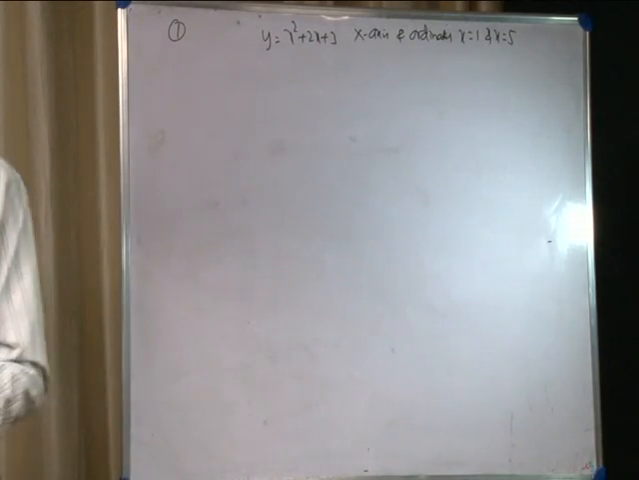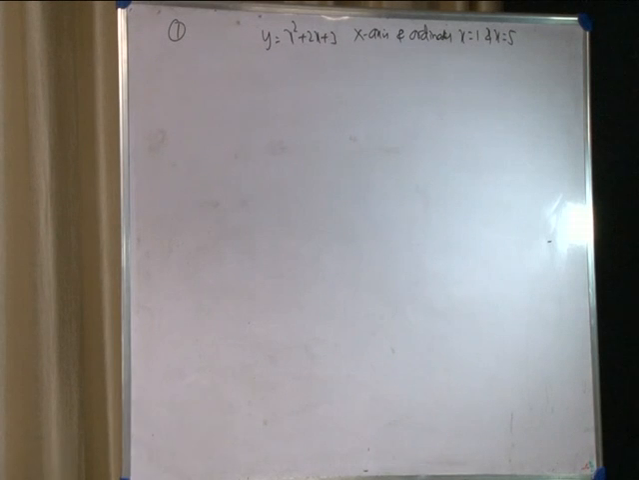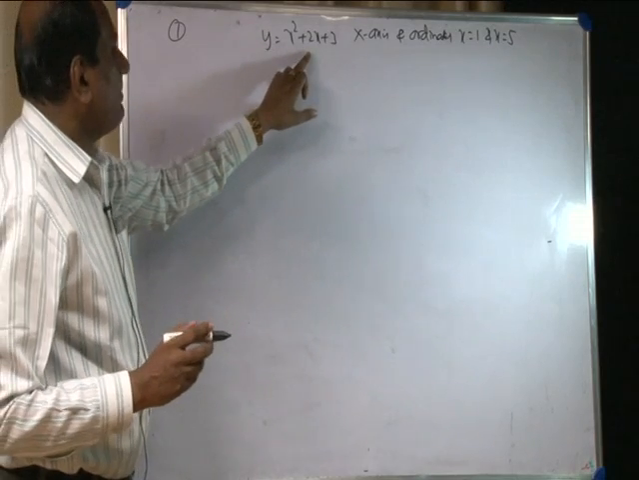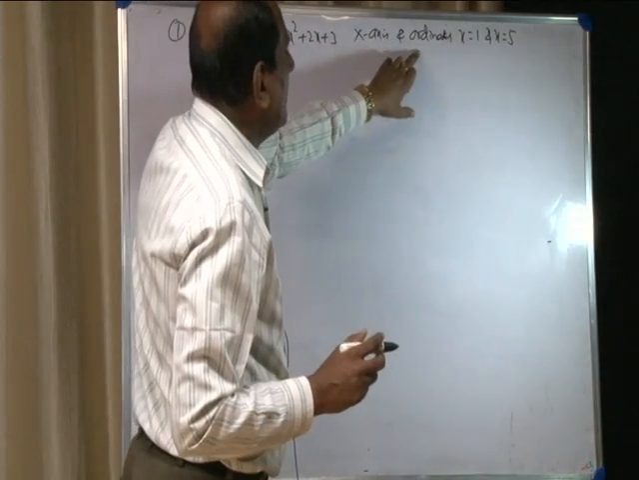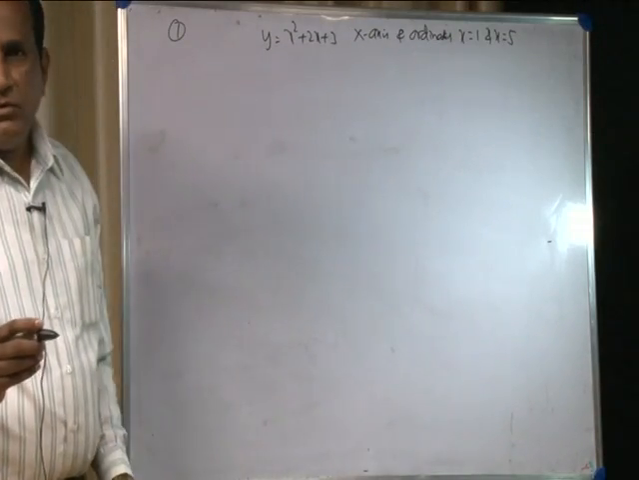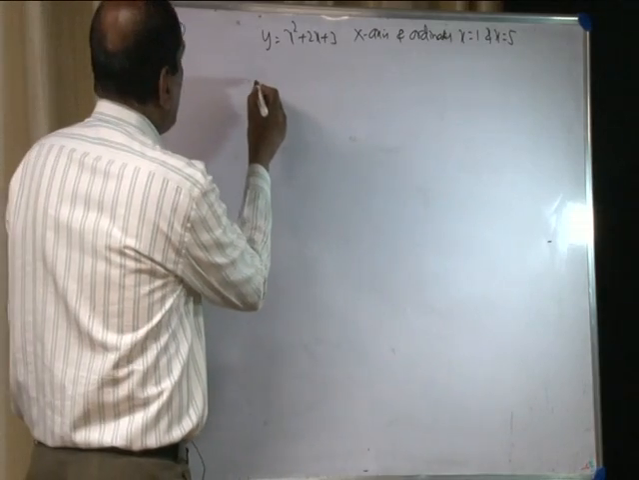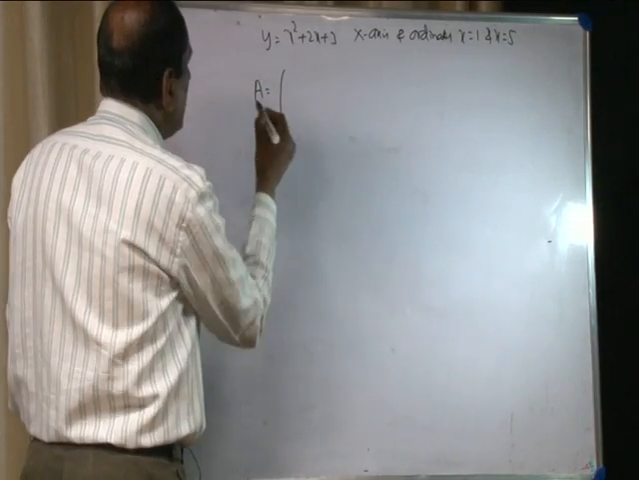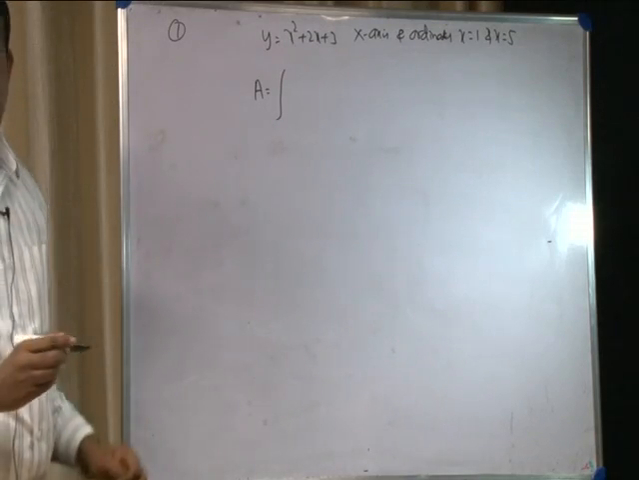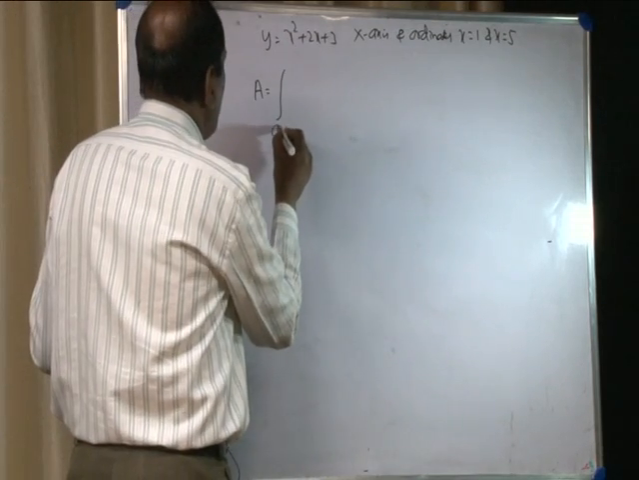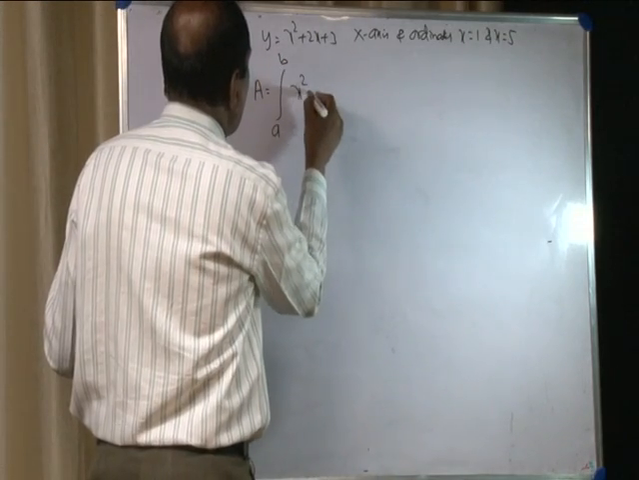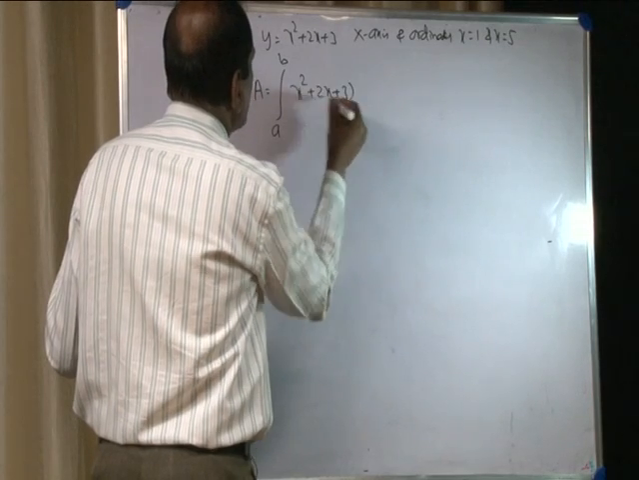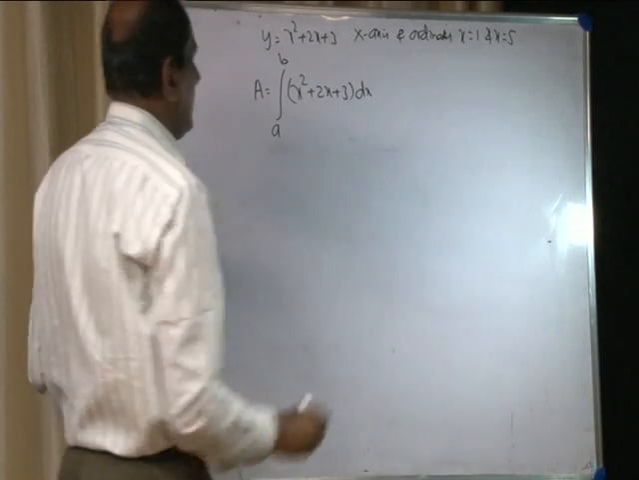See here, find the area bounded by the curve y is equal to x square plus 2x plus 3, x axis, ordinates x equal to 1 and x equal to 5. Now, write the formula to find area of the curve y is equal to f of x. What is the formula? Integral from a to b of x square plus 2x plus 3 dx. So, this is a definite integral.